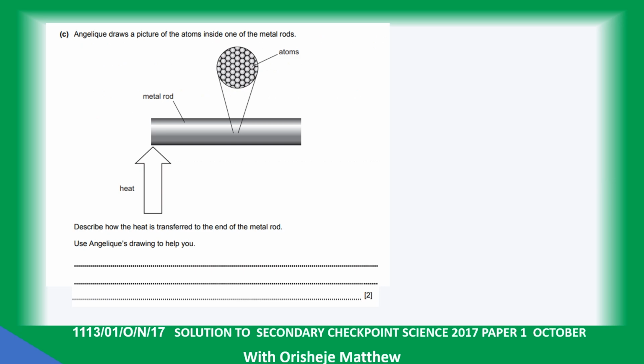Angeli draws a picture of the atoms inside one of the metal rods. Describe how the heat transfers to the end of the metal rod. Use Angeli's diagram drawing to help you. The atoms vibrate. Energy is transferred from one atom to another.